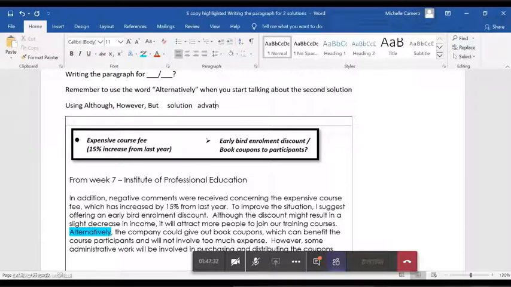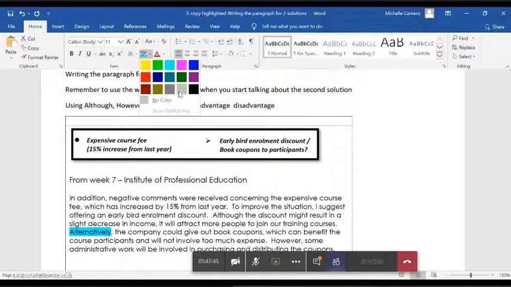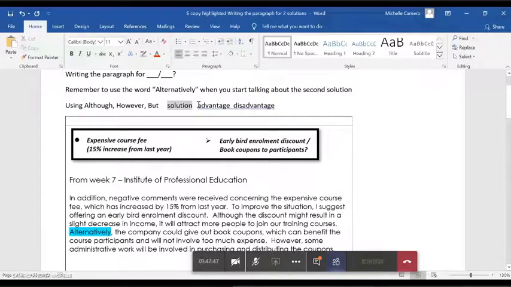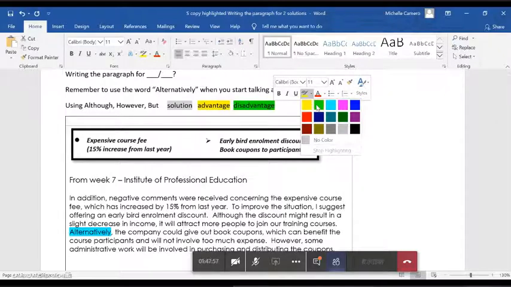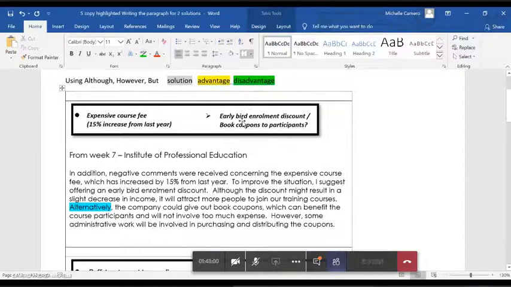So we're going to do, all right, so we're going to highlight the solution. I'm going to put that in gray. Okay, then when we find the advantage, we're going to put that in yellow. And we're going to put the disadvantage in green. All right, so we've got expensive course fee, 15% increase from last year. So expensive course fee is the problem. 15% increase from last year is more information about it.